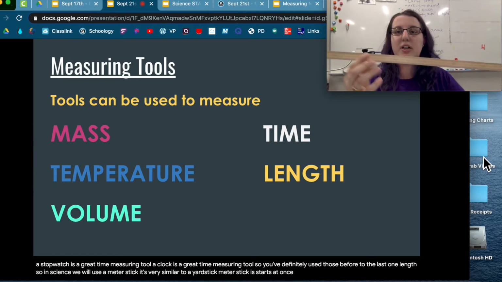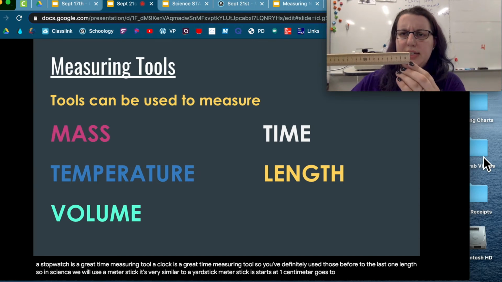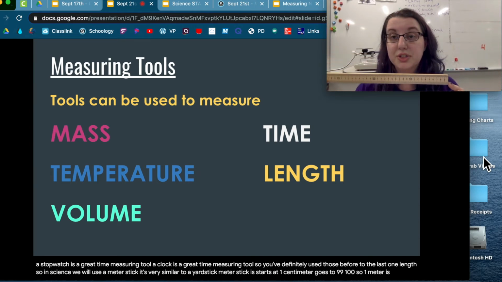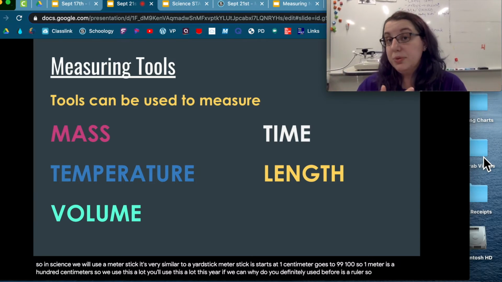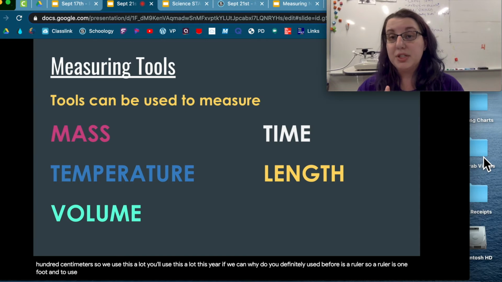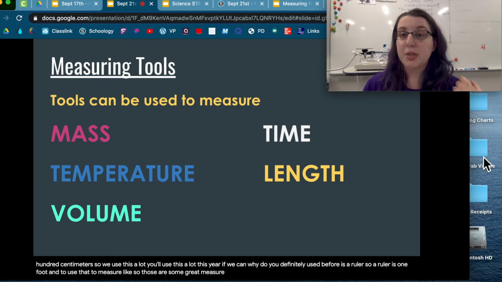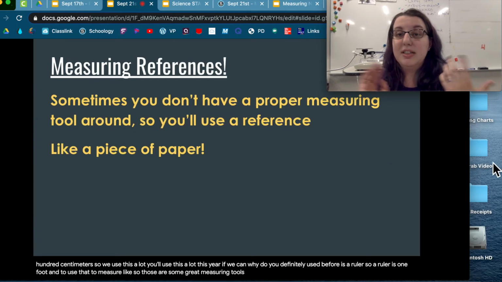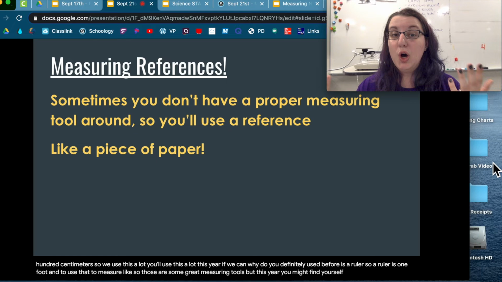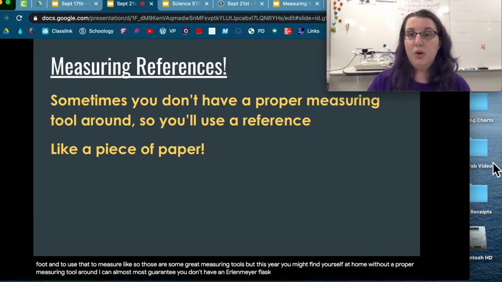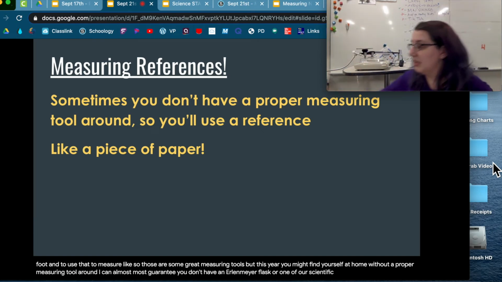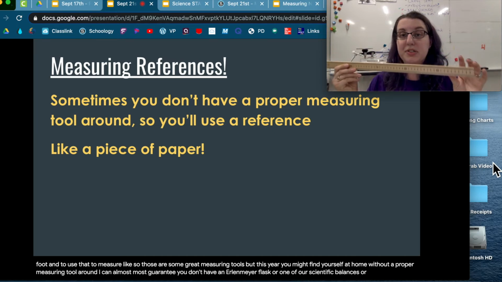starts at 1 centimeter, goes to 99, 100. So 1 meter is 100 centimeters. One you've definitely used before is a ruler. So a ruler is 1 foot, and you use that to measure length. So those are some great measuring tools. But this year, you might find yourself at home without a proper measuring tool around. I can almost guarantee you don't have an Erlenmeyer flask, or one of our scientific balances, or a meter stick.